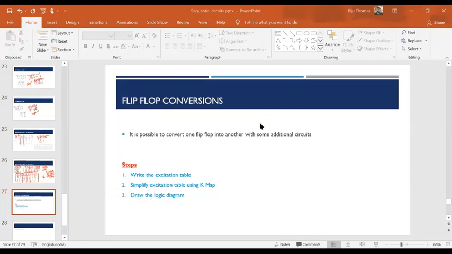In order to convert one flip-flop into another flip-flop, these steps are to be followed. First, write the excitation table. Then simplify the excitation table using KMAP. Then draw the logic diagram. These are the 3 steps to be followed. You just note down these steps.